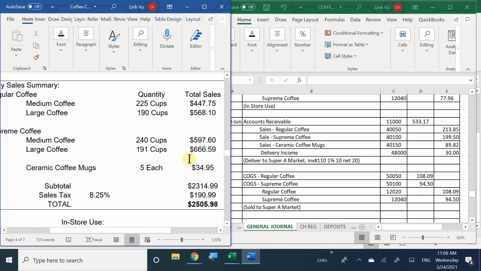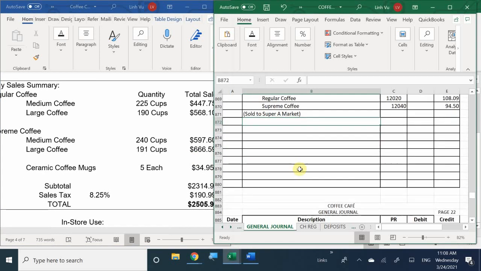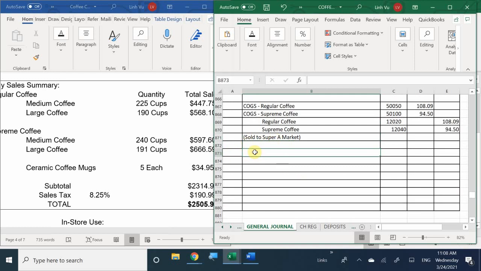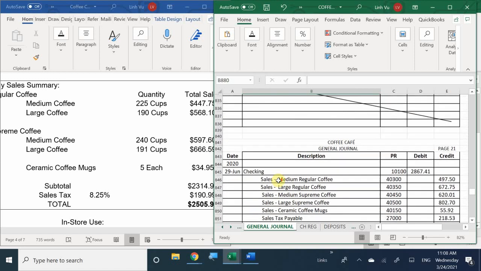So let's go ahead and get started with this section here. So we have sales. I don't think we have enough room on General Journal 21. Perfect. Let's see. We got sales. Oh, no, we got checking. Sales, sales tax. And we should have enough for the first section, right? Yeah, we have enough for the first section at least.